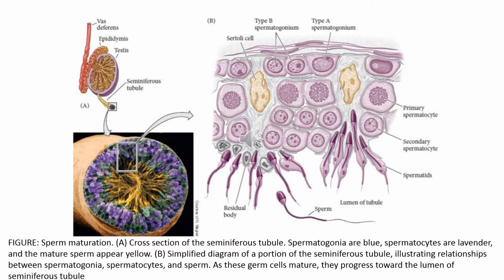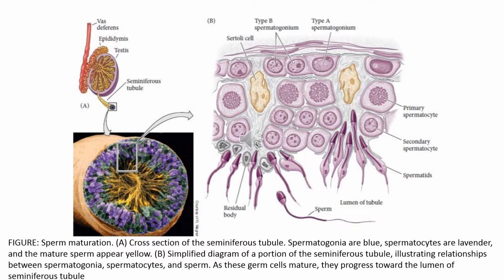This is a figure which shows sperm maturation. As you can see here, we have two types of spermatogonia, type A and type B. I will come into detail of these later on, but the only thing you have to observe here is the location of spermatogonia, spermatocytes and spermatids. You can see that as the developmental stages proceed, they move towards the lumen.